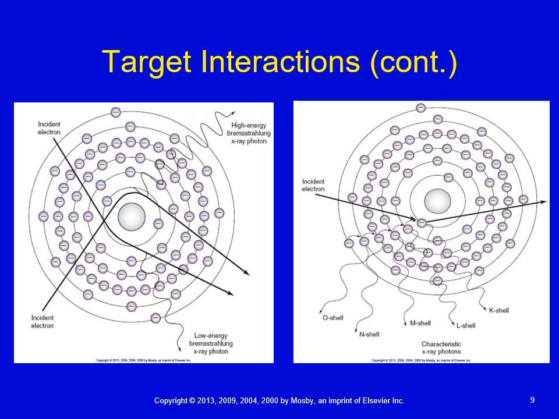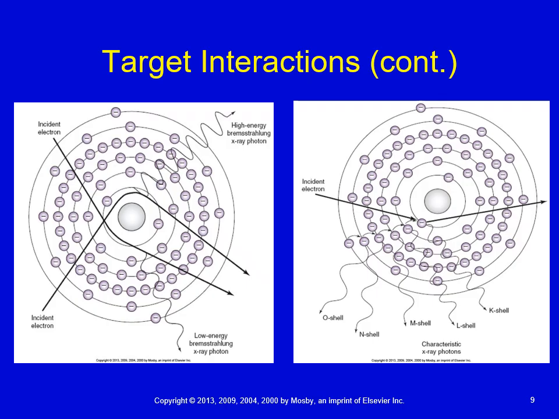Now, as a result of those electrons dropping in to fill the vacancy, they will release some energy, and that energy will be called characteristic radiation, and it will be named for the shell that is being filled. So that L shell electron dropping in to fill the K shell vacancy will create a K characteristic X-ray photon.